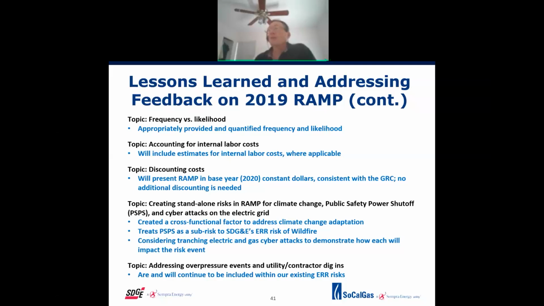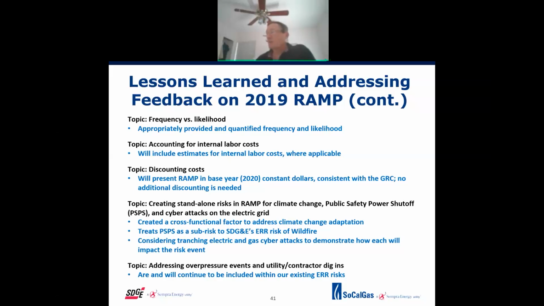Accounting for internal labor costs. I believe this is something new for this year. Estimates for internal labor costs will be included. There might have been some instances last year when they were not, but we will be including them this year.